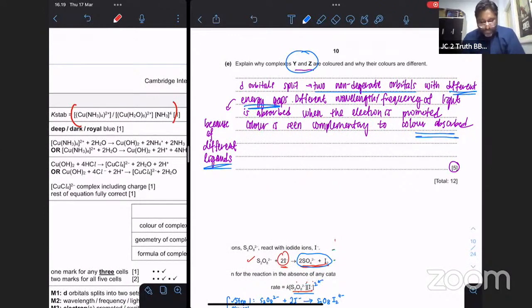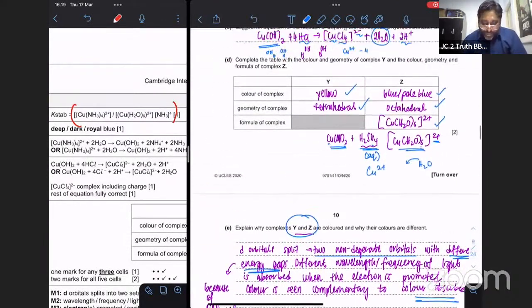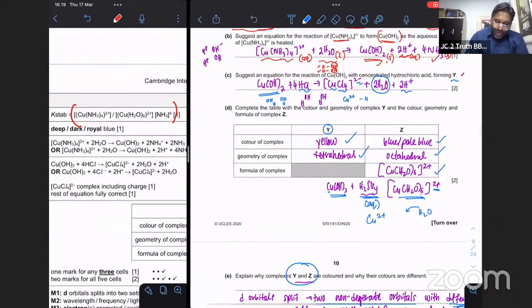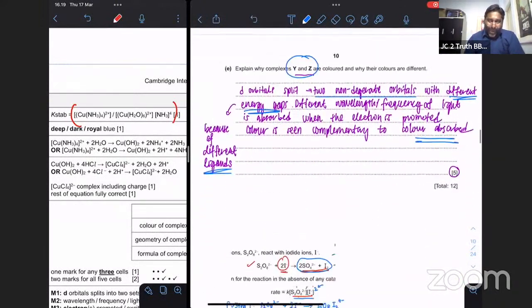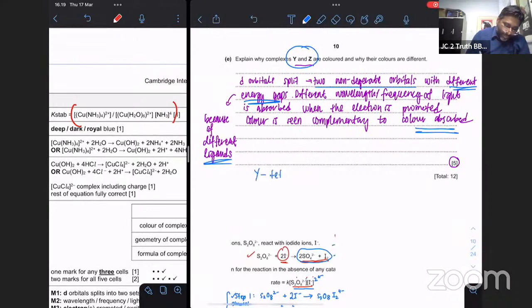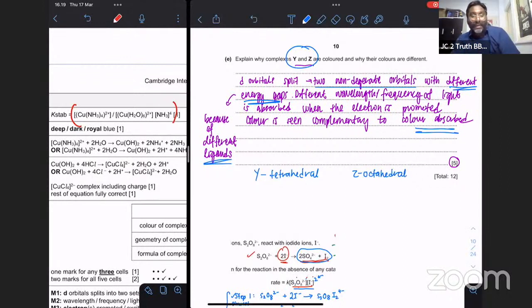But do remember, because of the new syllabus, it depends on what type of complex. In this case, they didn't specify. If I look at Y, I know Y is going to be tetrahedral, but Z is going to be octahedral. This is being added in your new syllabus. Please remember the orbital splitting happens in a different way also.